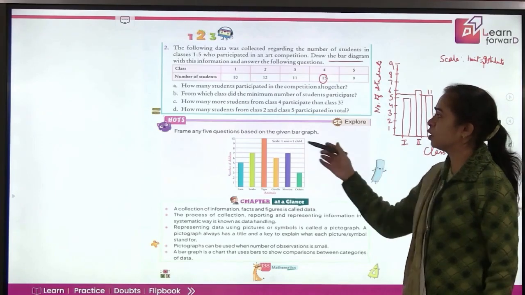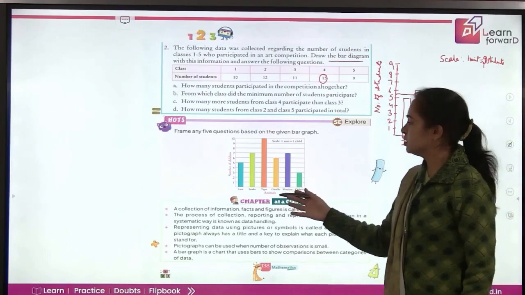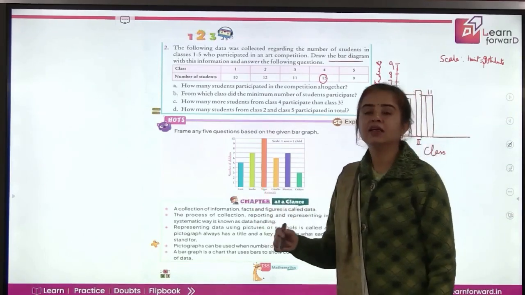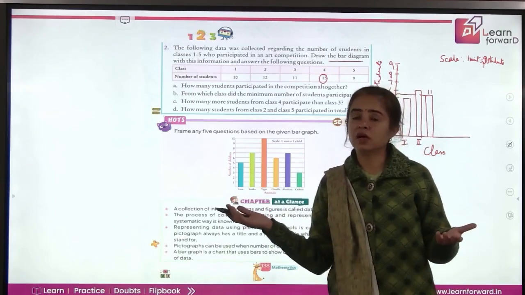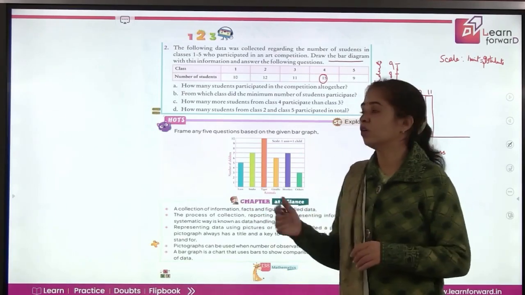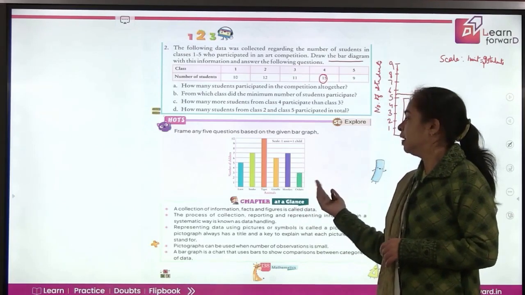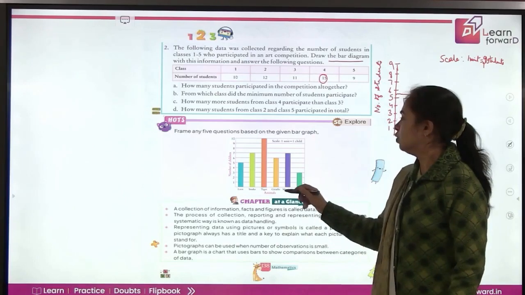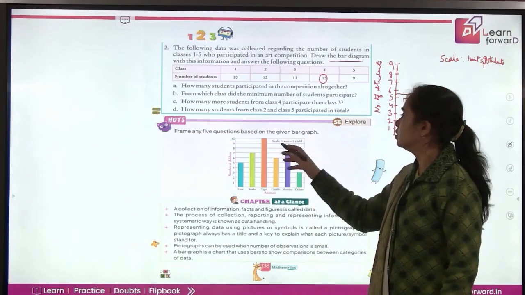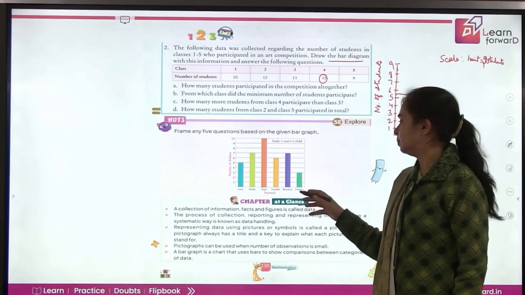Let's move to the thoughts now. Frame any 5 questions based on the given bar graph. So what is given here? Animals and number of children. So it can be like how many children are scared of which animal. It can be like this. Or how many children like these animals, different animals. Anyways, so what can be the questions here? The scale is 1 unit is equal to 1 child.